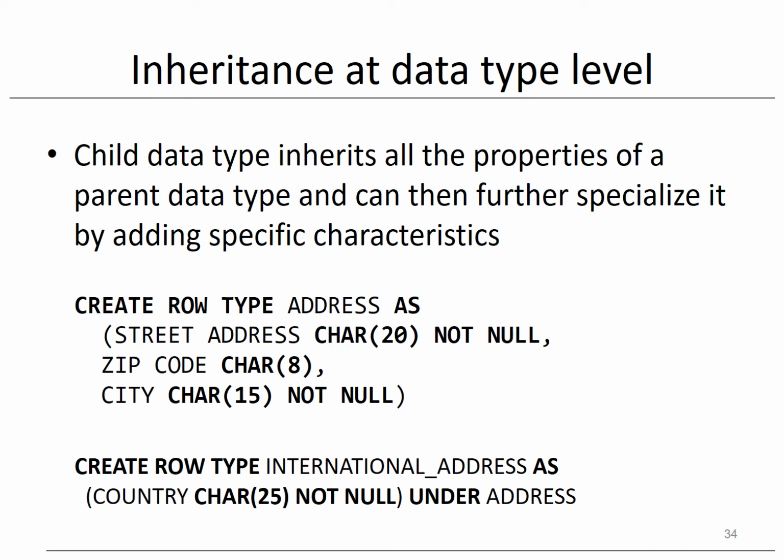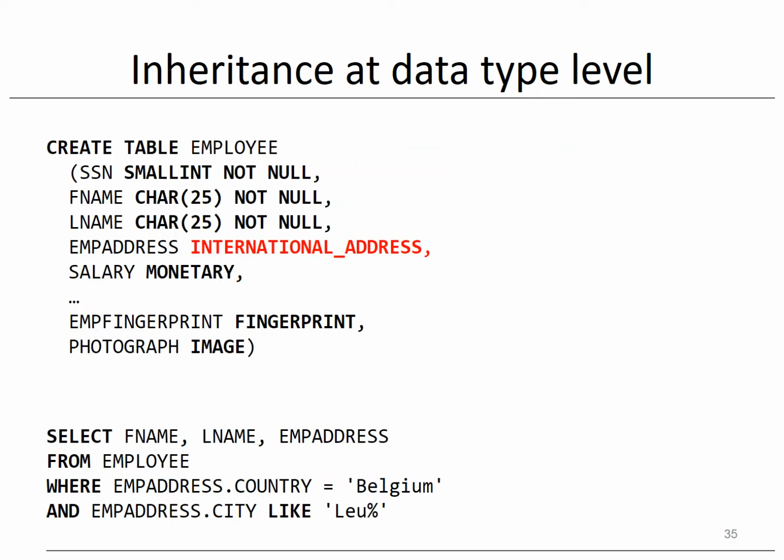Let's revisit our earlier example to define an address data type consisting of a street address, zip code, and city. We can now specialize this by creating a subtype international address, which also adds the country, as you can see. We can now use this in our employee table definition as shown here.